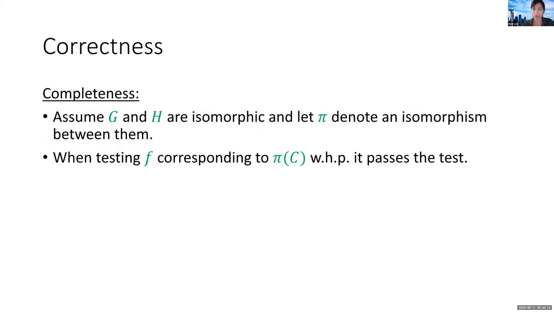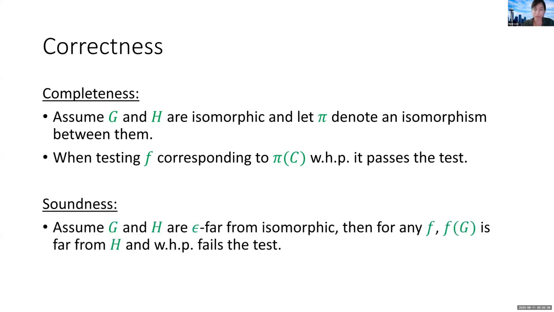So the correctness of the algorithm at a high level works as follows. The completeness is as follows. Assume that G and H are isomorphic and let pi denote an isomorphism between them. When testing F, which corresponds to pi of C, then with high probability this F will pass the test. For the soundness part, let's assume that G and H are epsilon-far from being isomorphic. Then for any F, F of G is far from H, and with high probability it will fail the test.